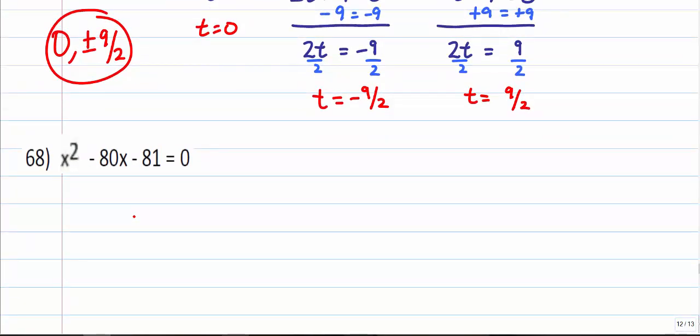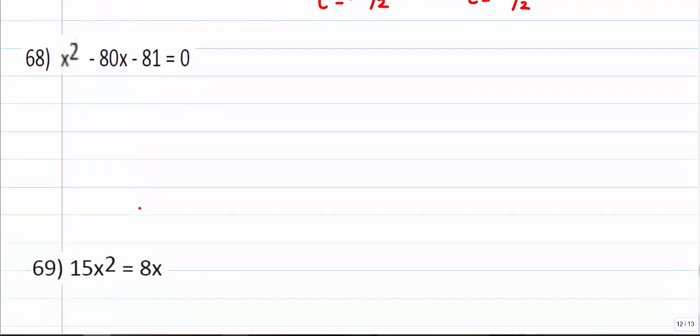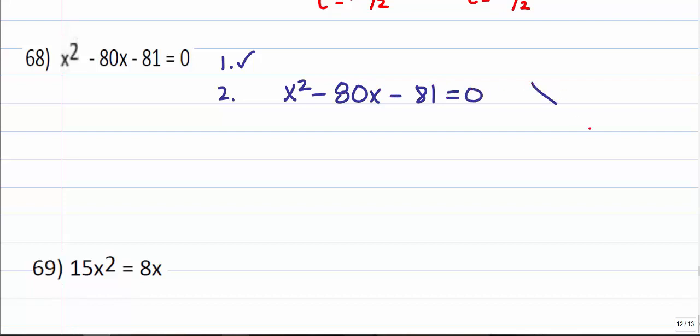Let's look at 68. 68 is good to go. I mean, it is set to 0. So to factor this is the easy kind of factoring. Negative 81 and negative 80.